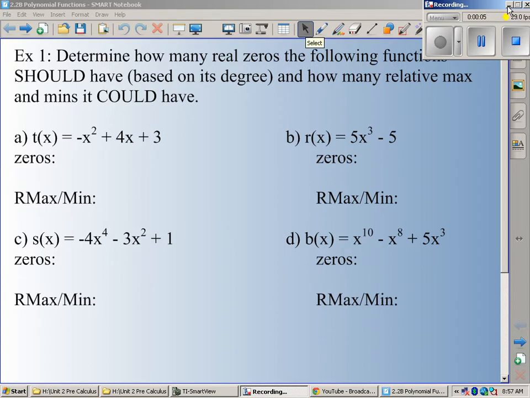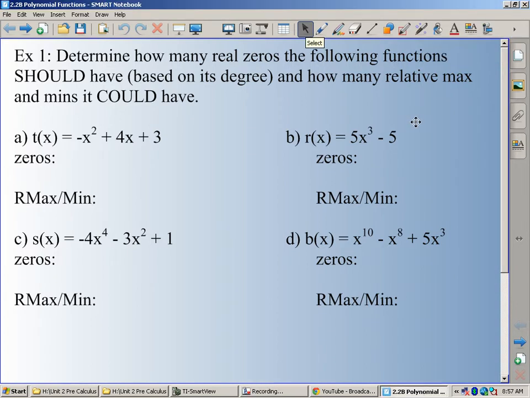In this video, if you have any questions, please bring them to class so that we can talk about them. You should be taking notes, writing all of this down. We're going to determine the number of zeros, which is the number of places it crosses the x-axis, and the number of relative maximums and minimums.